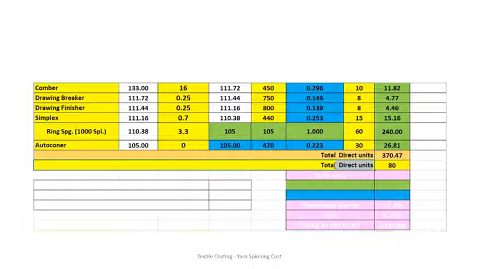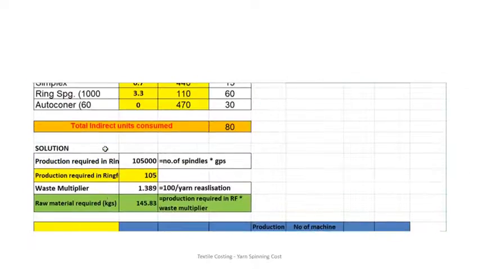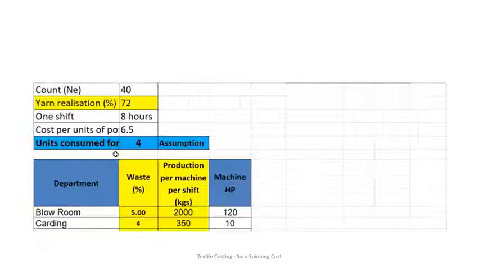Total indirect units is 80. So the total units consumed for 105 GPS per 1000 spindle shifts is 450.47, which is the total of the direct and the indirect units. We have already been given in the question the power cost per unit is 6.5. So it is already given. The power cost is 6.5. This is given here. You can see in the question.